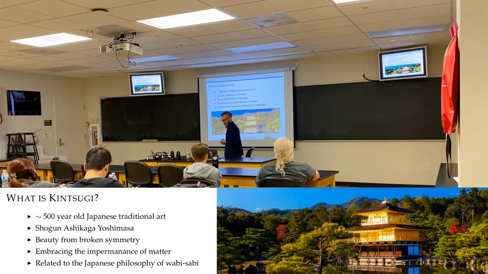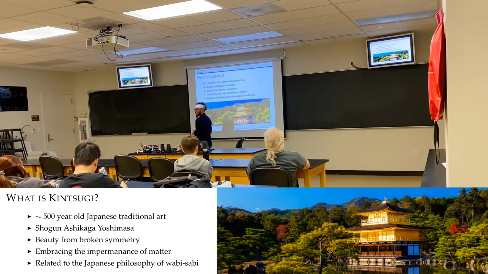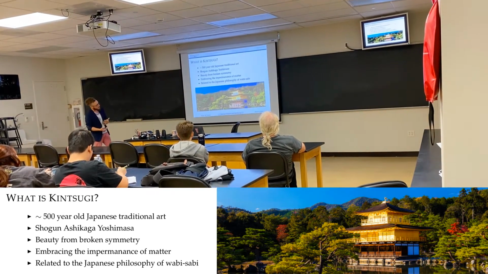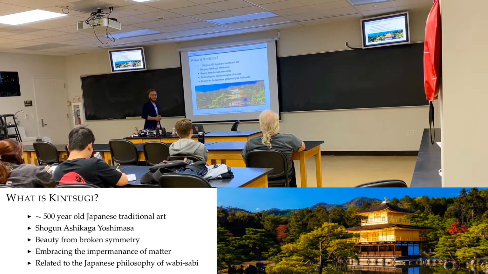So with that said, Shogun Ashikaga Yoshimasa, he was in Kyoto. He was actually living at the Silver Pavilion. This is a picture of the Golden Pavilion, just because it's slightly more photogenic, but both are quite good.